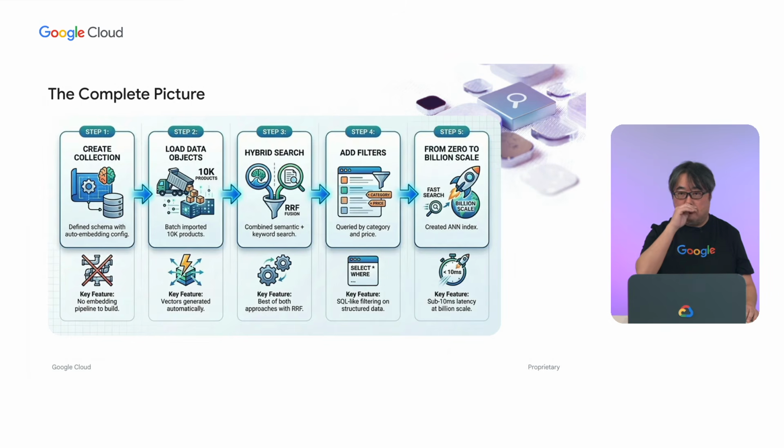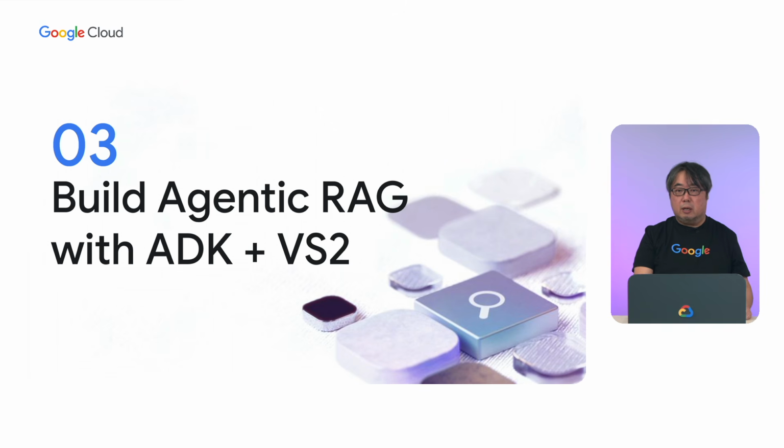data set. And also, if you want to scale it up to support millions or billions of data sets, then you can add an ANN index that allows you to get fast latency, like 10 or 20 milliseconds, with millions of data sets. Okay, so that was the kind of benefit you could get by using VS2.